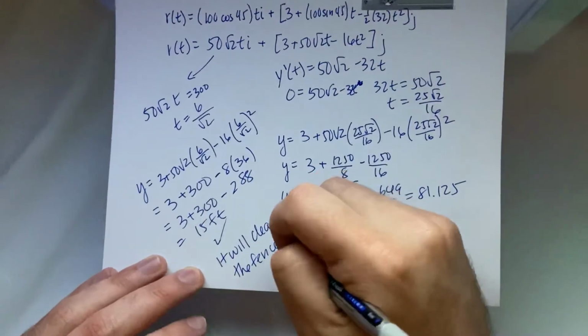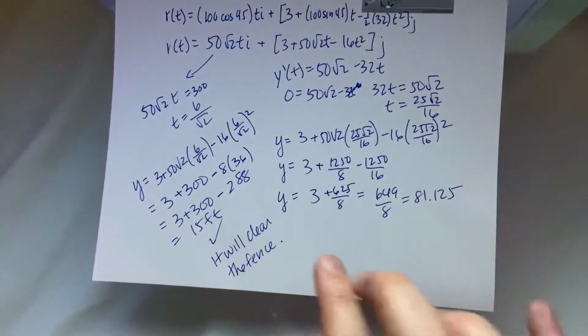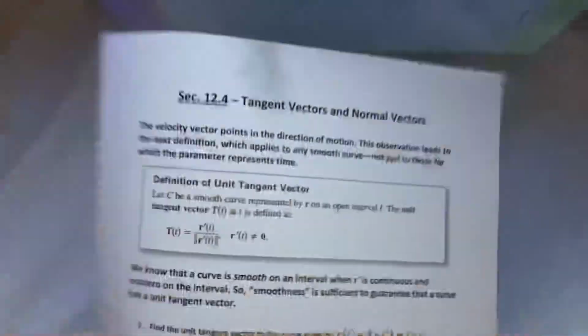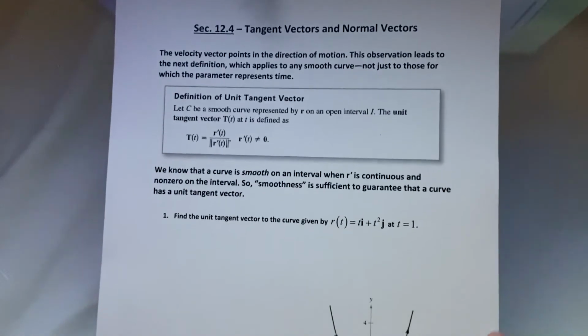And that is all for 12.3. Let's roll into the beginning of 12.4. It's tangent vectors and normal vectors. So the velocity vector points in the direction of motion. This observation leads to the next definition, which applies to any smooth curve, not just those for which parameters represent time. Definition of a unit tangent vector.